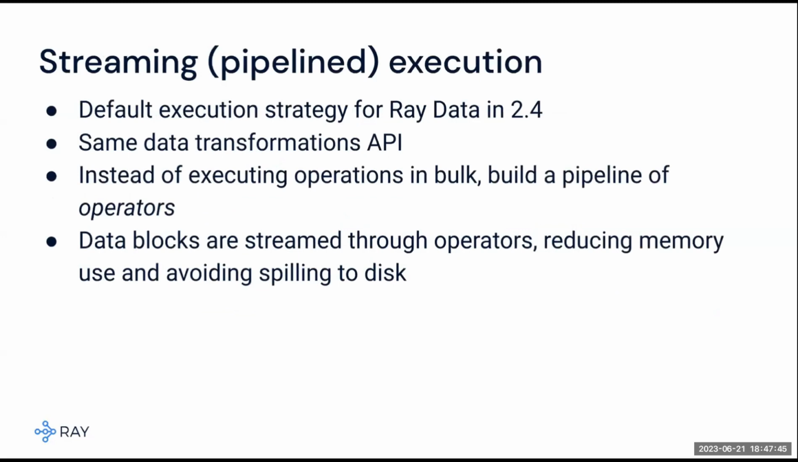What we realized is that for larger scale use cases, we needed to implement first-class streaming execution. And this was implemented and became the default execution strategy in Ray 2.4. It's not an API change, it's purely a backend change. The idea is that instead of executing operators one at a time in bulk, you build a pipeline of these operators, such as read, preprocess, and so on, and you stream data through these operators. The goal is to reduce your memory usage, stream the memory, be very efficient, so that you avoid slowing down for larger datasets.